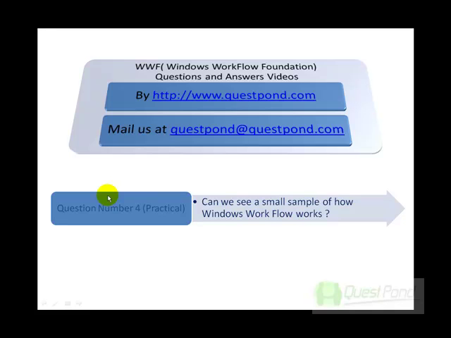So we have talked about leaf activities and composite activities. We talked about what development environment we'll need to create workflow projects. Then we talked about the different kinds of workflows, that is the sequential workflow and the state machine workflow.